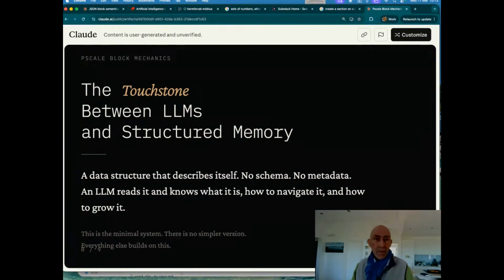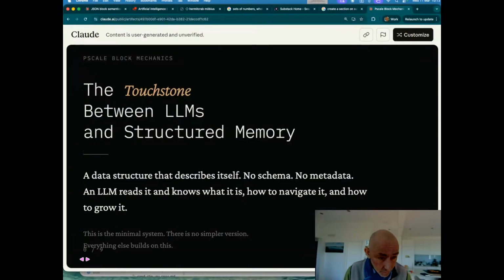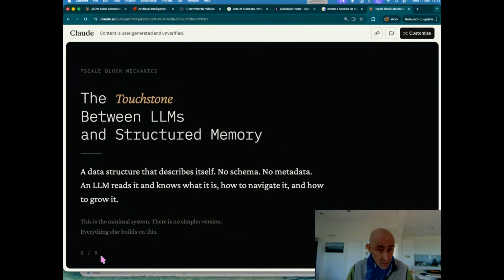Who would have thought? Okay, so Pscale block mechanics, the touchstone. We're going to go through this and find out if it makes any sense. Okay, 0 to 9, we need to tidy that up. Look at that, there we go. 0 to 9, customize. The touchstone between LLMs and structured memory: a data structure that describes itself.